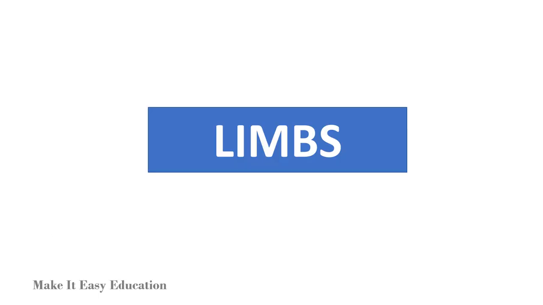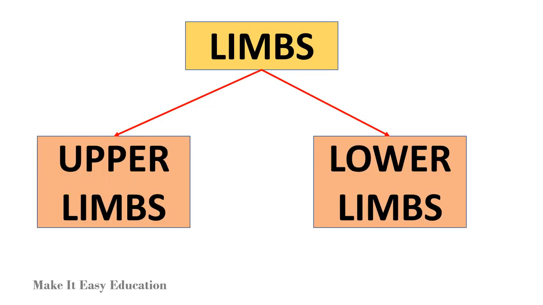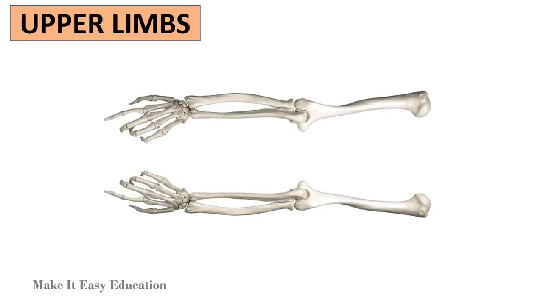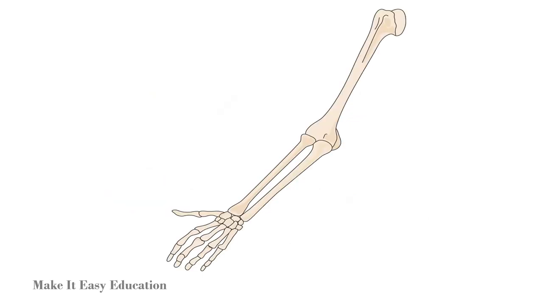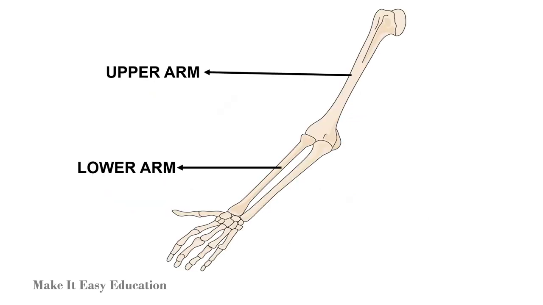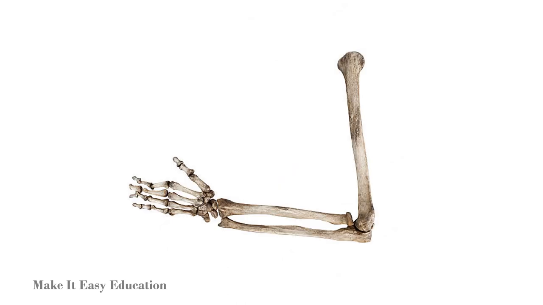Limbs. In human beings, limbs are divided into upper limbs and lower limbs. There are a pair of upper limbs. The upper limbs are called arms. The upper limb is divided into upper arm and lower arm. The bone present in the upper arm is called humerus. It is joined to the 2 bones of the lower arm at the elbow.